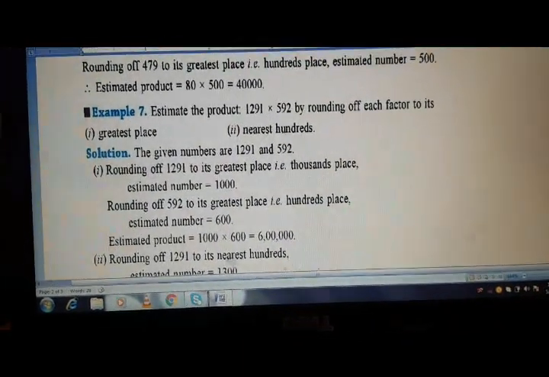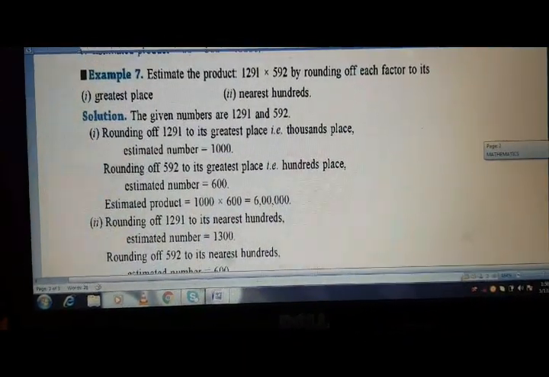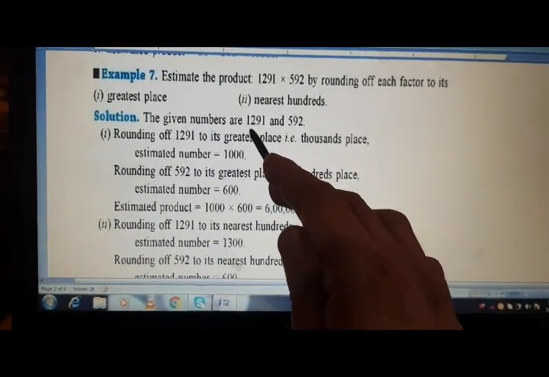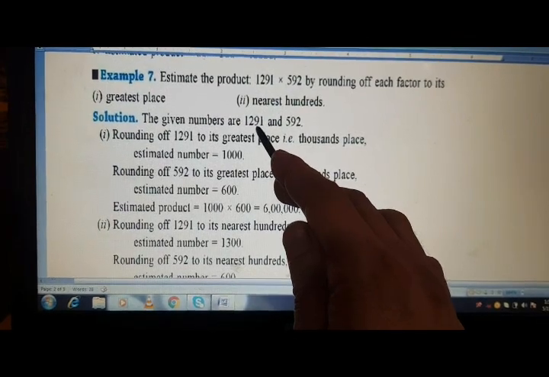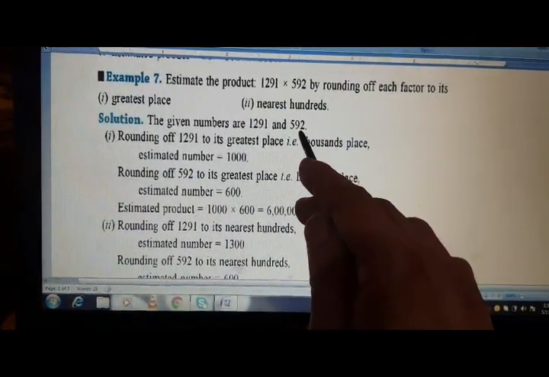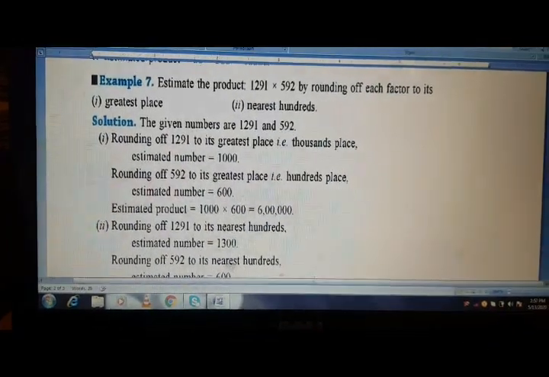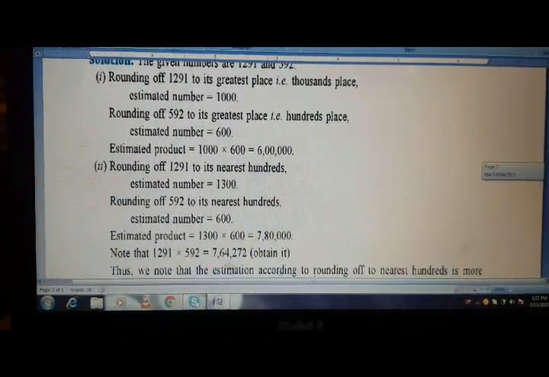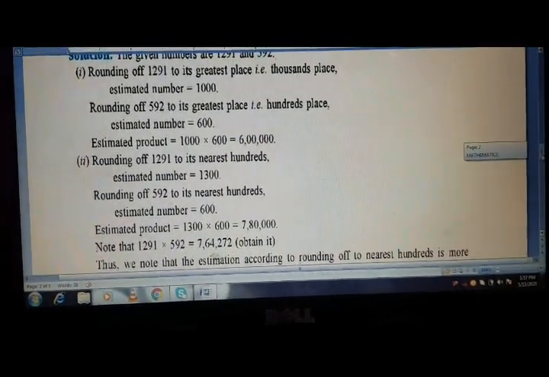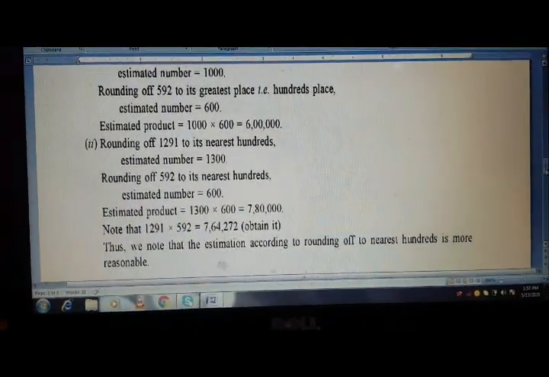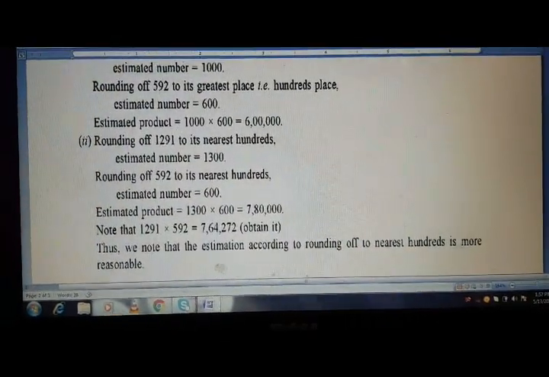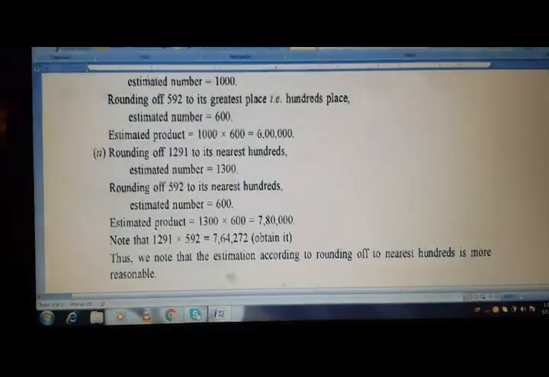Now nearest hundreds we will check in both the numbers. From tens we'll check, yes, this will be rounded off to 1300 because 9 is greater than 5 at the tens place. And at the tens place, this also will be rounded off to 600. So 13 into 6 is 78, and 4 zeros, 7,80,000 will be your answer, and the original product will be 7,64,272 as per your normal multiplication process.